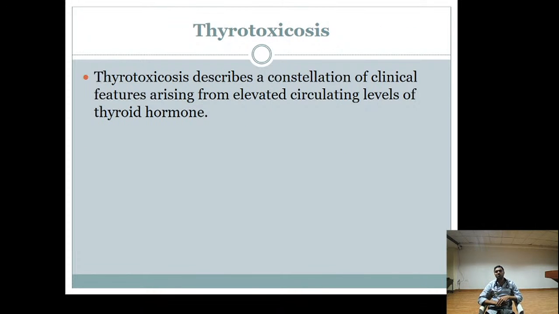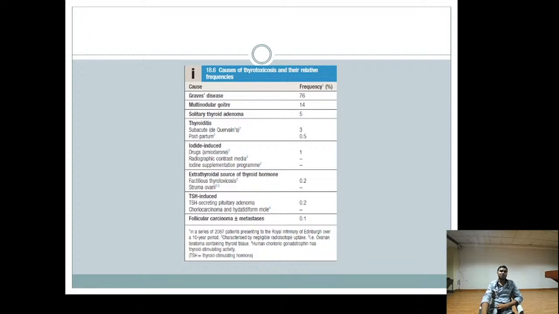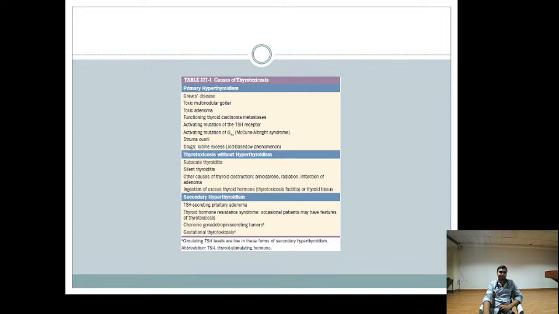What is thyrotoxicosis? Thyrotoxicosis is a constellation of clinical features due to elevated thyroid hormone. So what are the causes of thyrotoxicosis? It may be due to Graves' disease, multinodular goiter or solitary nodule, or it may be due to thyroiditis, iodine induced, or extrathyroidal sources of thyroid hormone, that is factitious thyrotoxicosis. It may also be TSH induced, due to pituitary adenoma or follicular carcinoma.